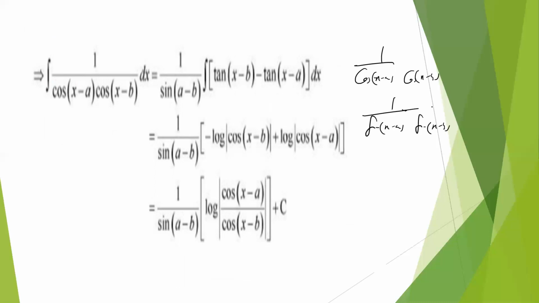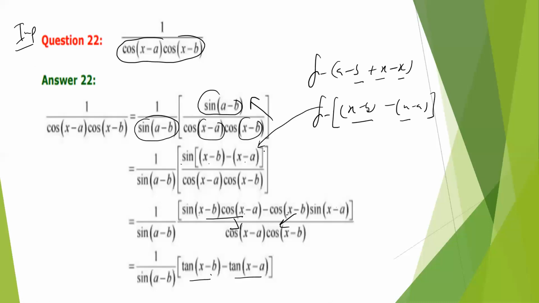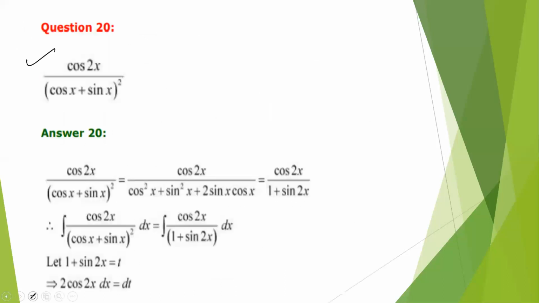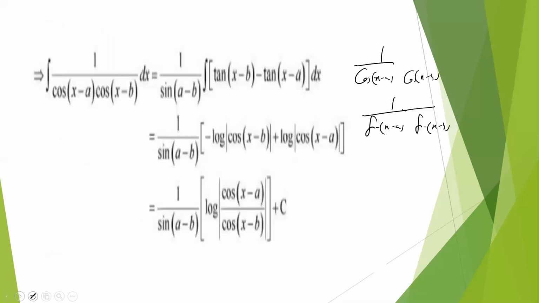Whenever we have 1 upon cos x minus a, cos x minus b, or sin x minus a, sin x minus b, always we have to multiply and divide by sin a minus b, where a and b are constants. When we do integration, this part will remain as it is. Sin A minus B will remain as it is.